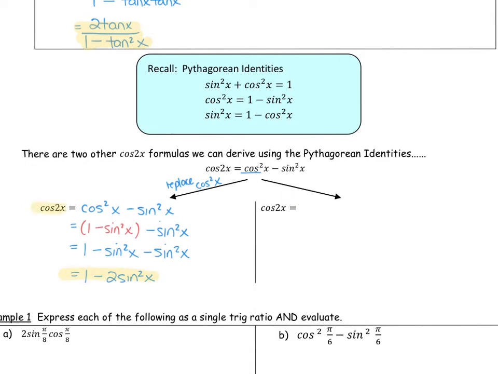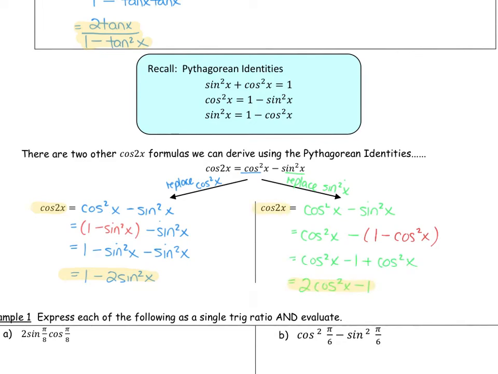Similarly, I'm going to do the opposite on the other side. Here I'm going to replace the sine squared x, and I'll show you what that looks like. Same thing, cos 2x from above equals cos squared x minus sine squared x, and then I'm going to replace the sine squared x with 1 minus cos squared x, and I'm going to expand and simplify.